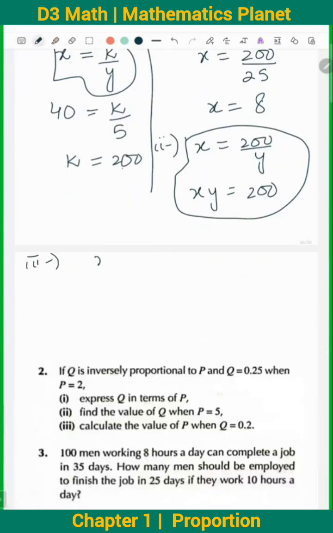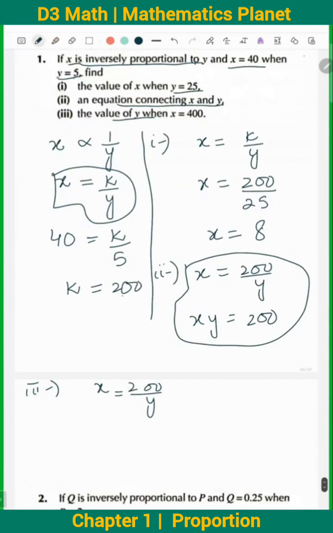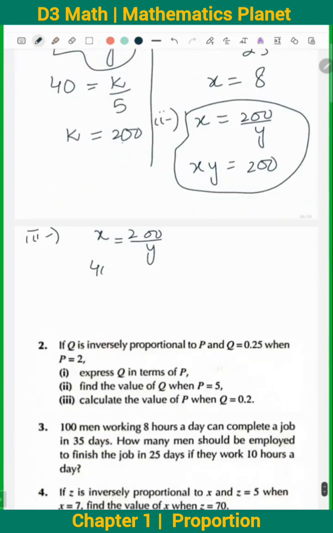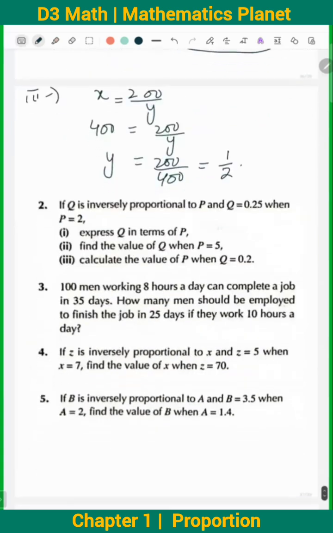Okay. So x is equal to 200 by y. Now they are saying find y when x is equal to 400. x is equal to 400. Okay. So 400 is equal to 200 by y. So y is equal to 200 by 400, which is 1 over 2. All clear up till now? Yes.